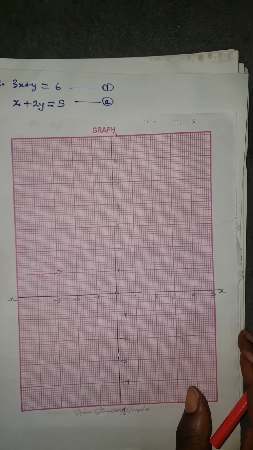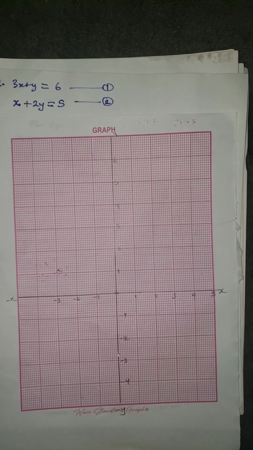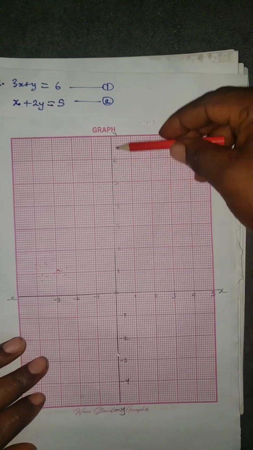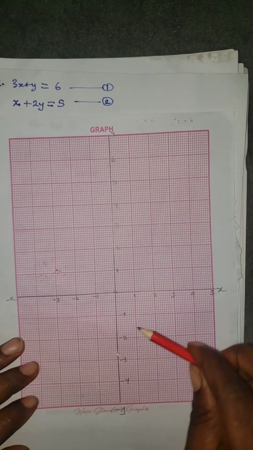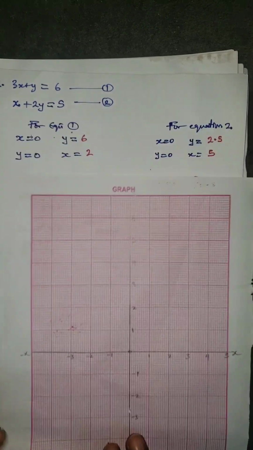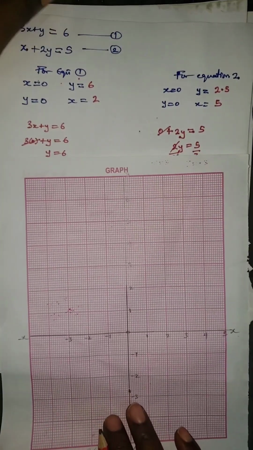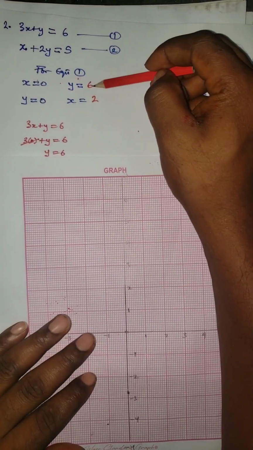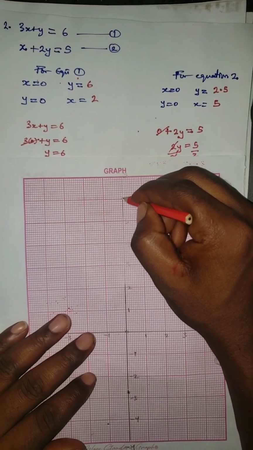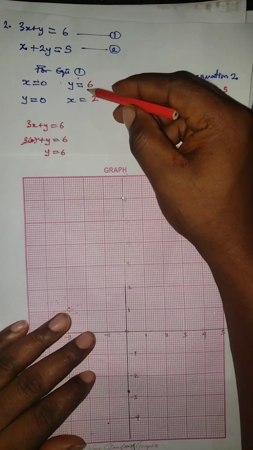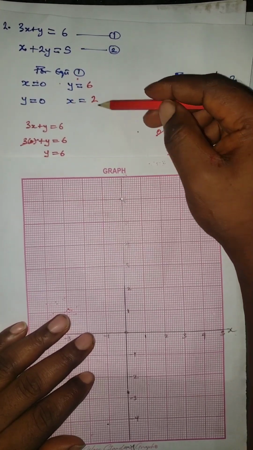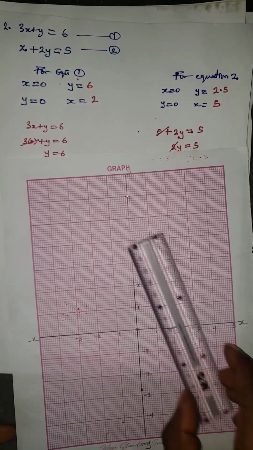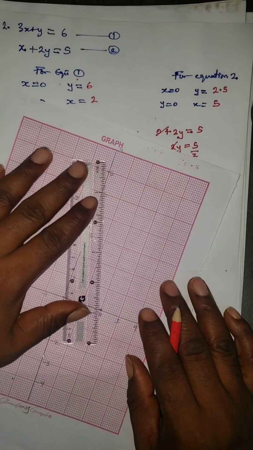Okay, so this is our graph that is ready for plotting. So we have our x-axis, we have our y-axis, our negative x-axis and negative y-axis. So these are the points that we need to plot. When x equals 0, y equals 6, so that's here. And when y equals 0, x equals 2, which is here. So we need to connect those two points with a straight line.